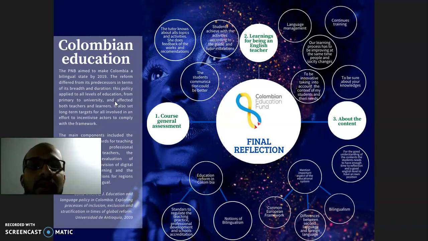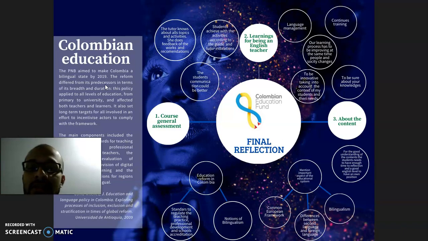Colombian Education: the PNB aims to make Colombia a bilingual state by 2019. The reform differs from its predecessors in terms of its breadth and duration. This policy applies to all levels of education, from primary to university, and affected both teachers and learners. It also set long-term targets for all involved in an effort to incentivize actors to comply with the framework.